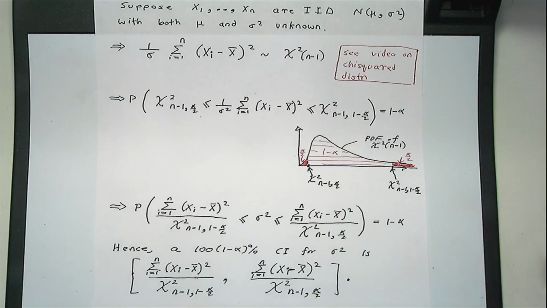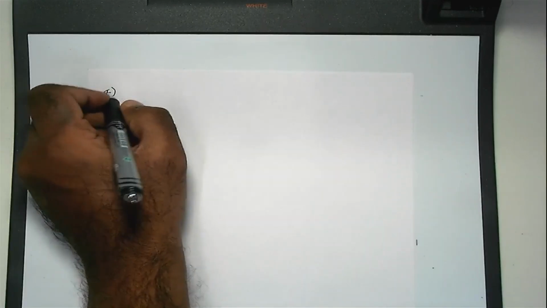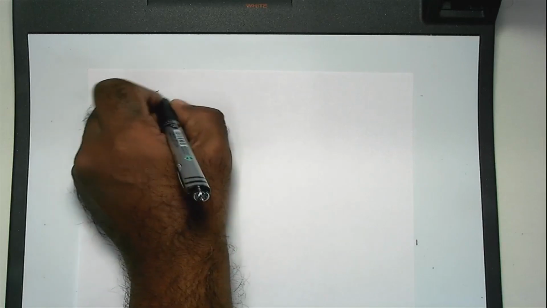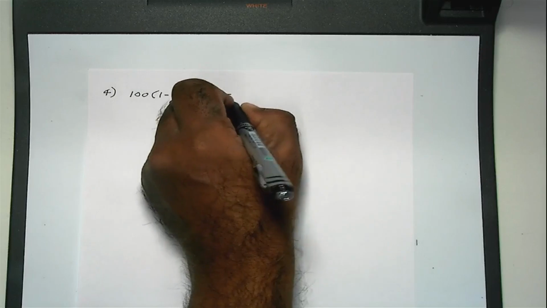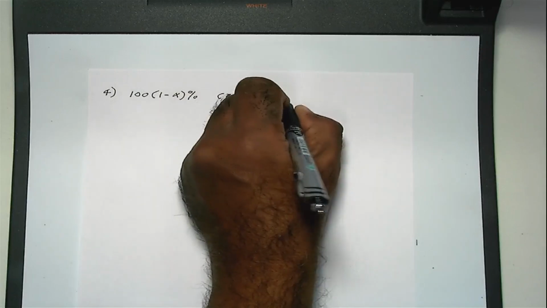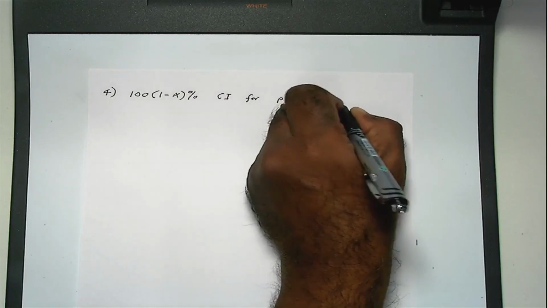And the next case, which is the final case I'm going to look at, is a confidence interval for population proportion. So number 4, 100 times 1 minus alpha % CI for population proportion.